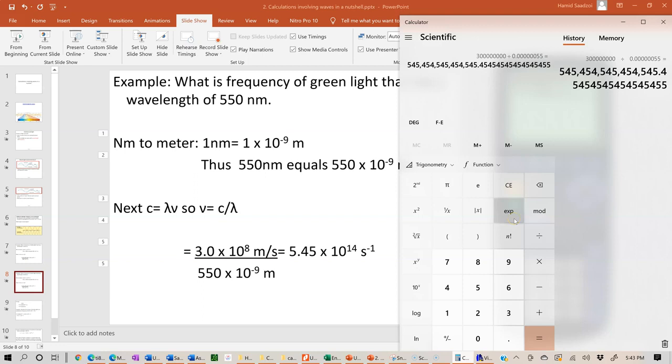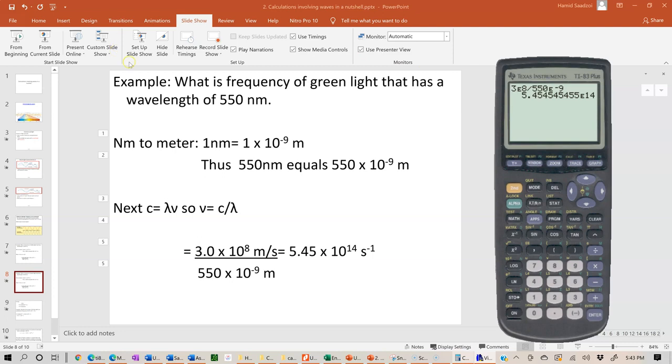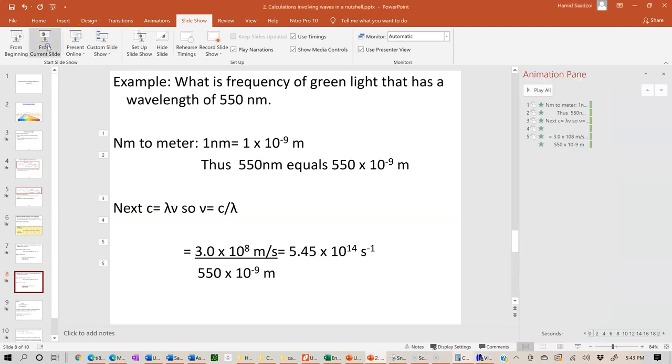You just tell your calculator 10 to the whatever power, and the math becomes a lot easier when you do it that way. So I encourage you to do it that way instead of trying to do 10 to the whatever power, regardless of what calculator you have. All right, so let's continue.